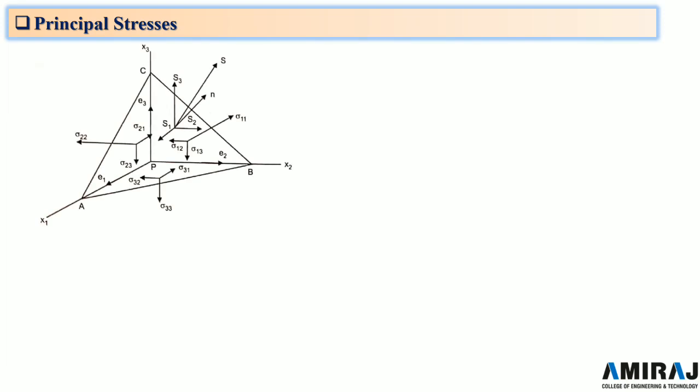Now again, if we consider the earlier figure, for some orientation of the inclined plane, the shear stress component will become zero and the total stress vector on these planes would be directed along their normal. Therefore, in such cases, the stress vector will be a scalar multiple of the unit normal vector as given by the equation S is equal to sigma into n, where sigma is a scalar multiple or magnitude of the vector S. Consequently, we have the components S1, S2, S3 of S, which are given by sigma into n1, sigma into n2, and sigma into n3.